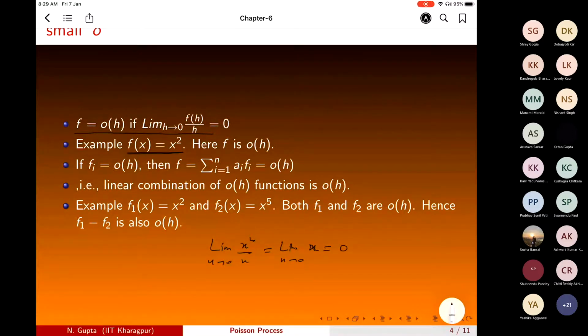Let us say that each f_i is small o. Then their linear combination, for example f1 minus f2 or f1 plus 2 times f2, where a_i can take any real number, is also small o, because you divide by h and take the limit inside, so it remains small o. So if f1 and f2 are small o, then f1 minus f2 is small o, f1 plus f2 is small o, minus f1 plus f2 is small o, or any other linear combination is also small o.